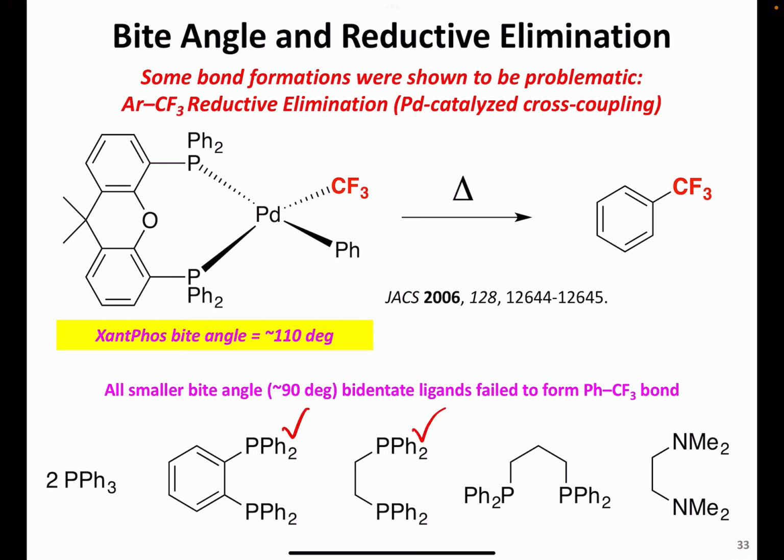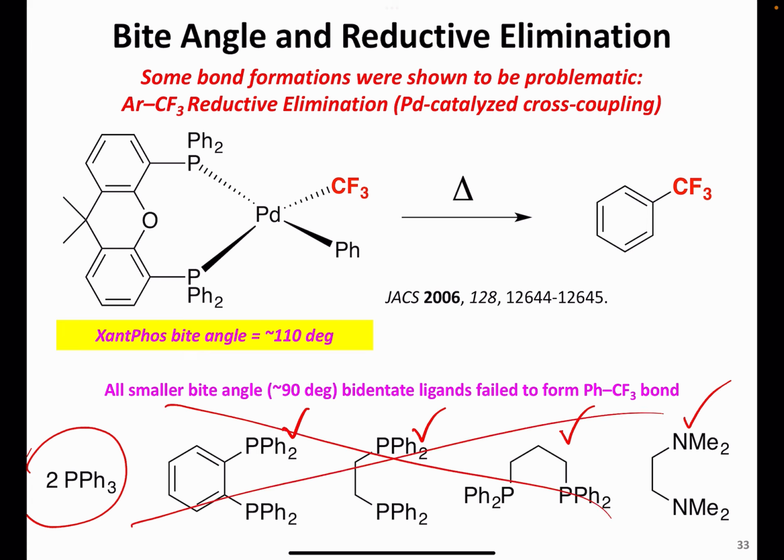Diphenylphosphanobenzene, diphenylphosphanoethane, diphenylphosphanopropane, and TMEDA. All of these bidentate ligands, in addition to 2 monodentate triphenylphosphines, were all tested for this reaction. None of them worked. The bite angle is key. The bigger the bite angle, the more you smush CF3 and phenyl close together, the more they're squeezed into close proximity, they're more likely to trigger bond formation.